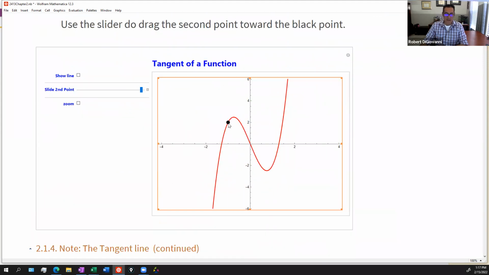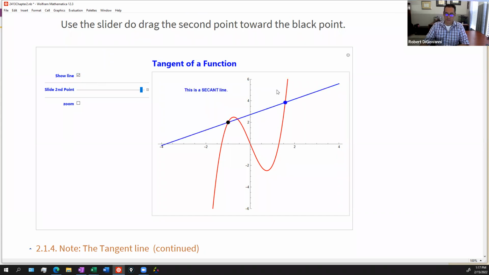And I have some point that I picked, that black point right there. I'm going to leave that point alone. Now what I'm going to do is pick some other point on the curve, the blue point, and connect them with a line. That line is called the secant line.